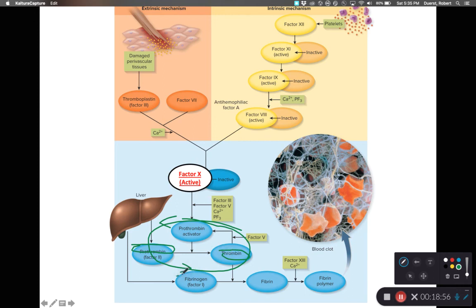And then thrombin is going to take the deactivated version of fibrinogen. Thrombin turns fibrinogen into fibrin. And then fibrins will interact with factor 13 to form a polymer that will then knit all of those platelets together.